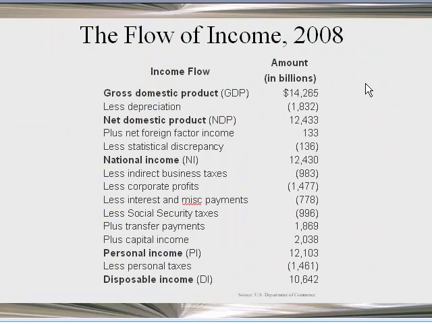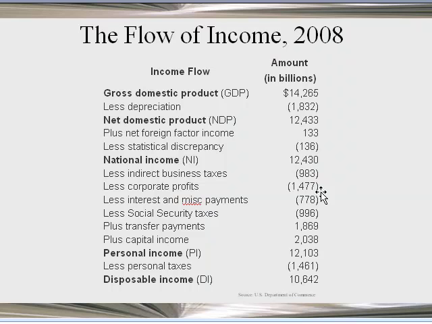So when we look at the flow of income, we take gross domestic product minus the depreciation, which is what we have available to us for consumption, 12,433, because we have to set this money aside for future replacing. And to the net domestic product, we add what we earned abroad, net foreign factor income, bring that home. Of course, statistical discrepancies happen, so they have to adjust for that. And that gives us the national income. This is what we have as the nation available to us, out of which we have to take away business taxes because government has collected that.